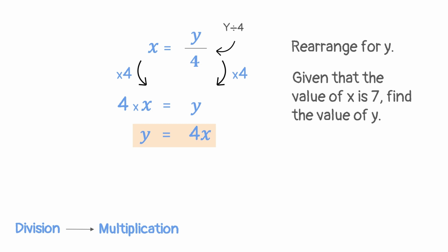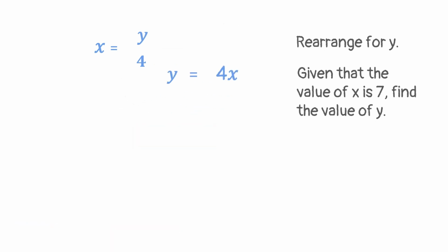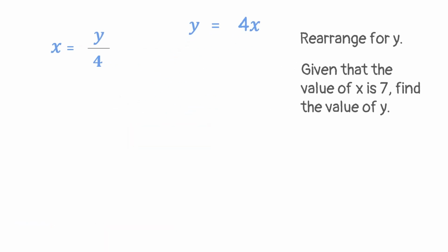Now we can add some more context to the equation. Given the value of x is 7, find the value of y. Now, as you become more familiar, this is simply just plug and go. So if y is equal to 4x, which is 4 lots of 7, if x is 7, then our final answer for y is 28. So here's the original equation. x is equal to y over 4.